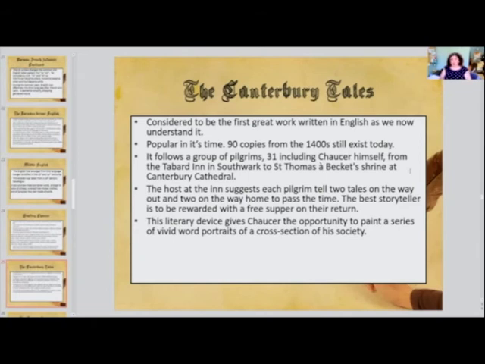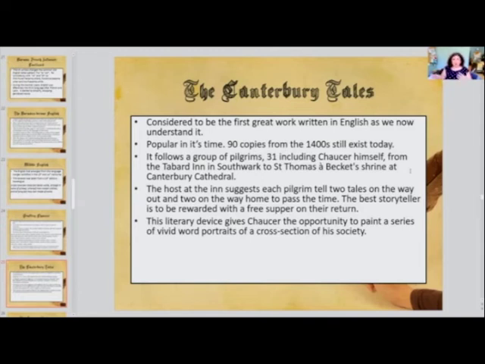Chaucer's most famous work is the Canterbury Tales. It's considered to be the first great work in English as we now understand it. And it was super popular at its time, which is so helpful because that means 90 copies from the 1400s still exist today. Brief overview, it follows a group of pilgrims, including Chaucer himself.